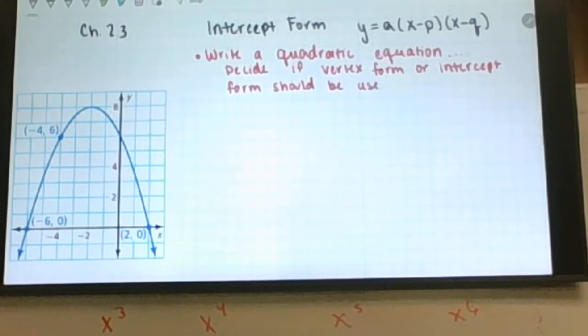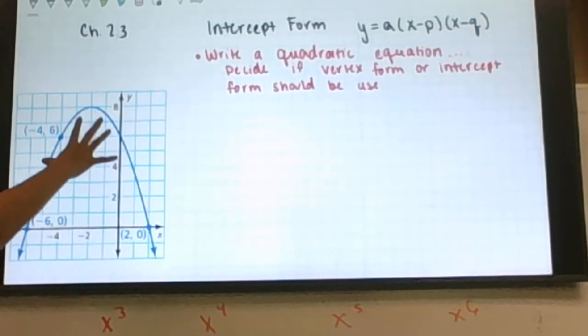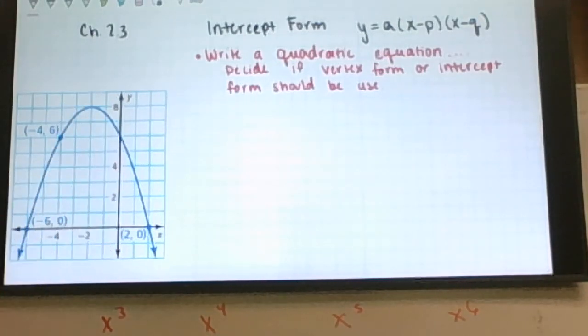All right, so moving forward you have to make a decision. Should I use vertex form or intercept form? You're going to have to look at the data you're given. Maybe you're given a graph, maybe a table, maybe a written description. You have to decide.